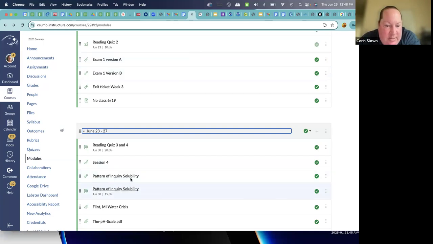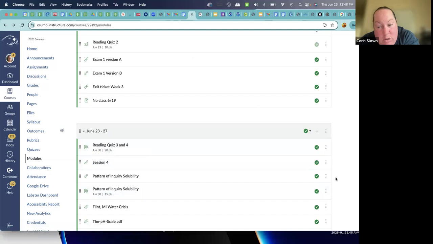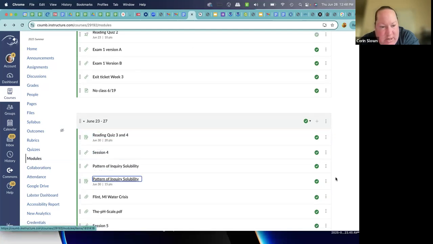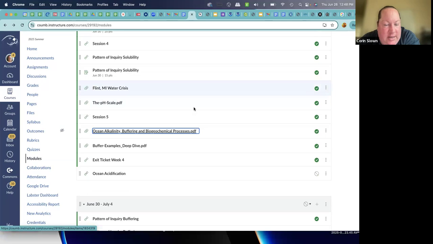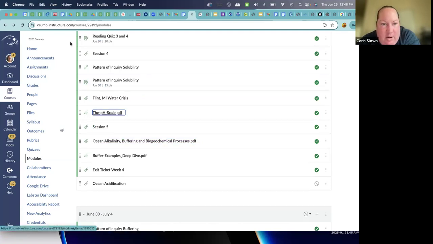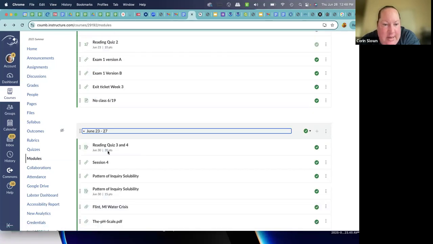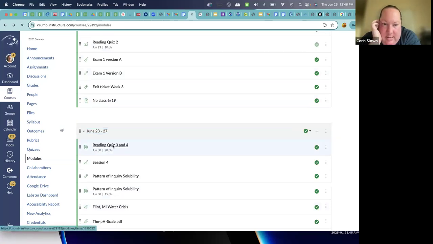Okay, so we have the pattern of inquiry for solubility that you all know is due on Monday. And then we have our reading quiz. There are two articles, and you get to choose which article you want to do this reading quiz with. The first one is the Flint, Michigan water crisis. But the second one is this ocean alkalinity, buffering, and biogeochemical processes. It doesn't matter which of these two articles you choose, your call, entirely up to you. But I want to talk a little bit about what the reading quiz is going to look like. This reading quiz has two parts.